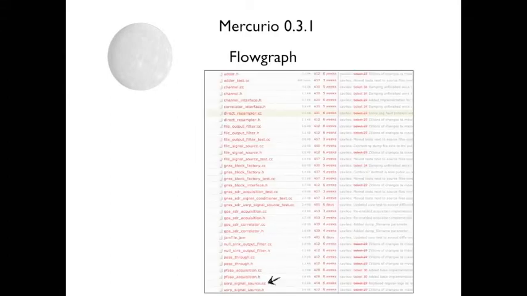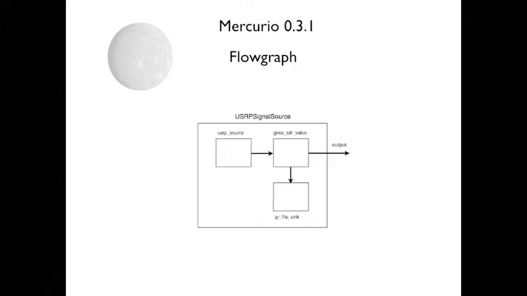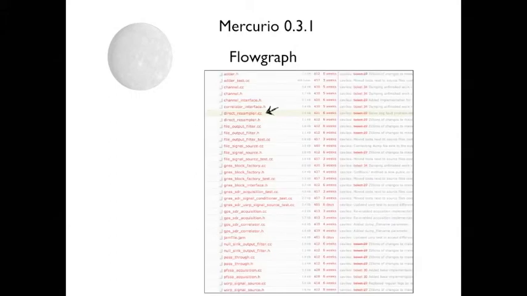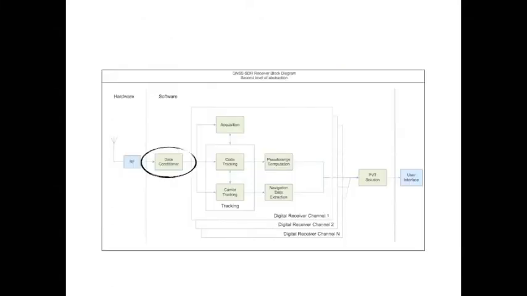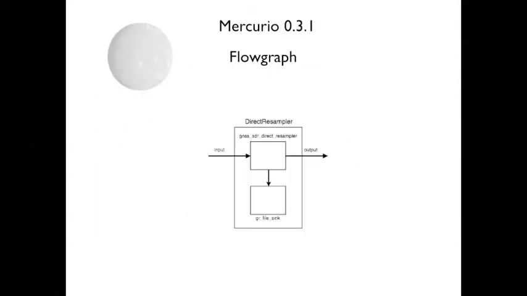The USRP signal source does a similar job, but the source for the samples is a USRP front end. As with the block for files, it can cut the stream after n samples and dump its output into a file. The GNSS block direct resample is an implementation of a signal conditioner module. It is able to increase or decrease the sampling frequency of input signals in a very efficient way. As with the rest of modules, it can dump its output into a file.